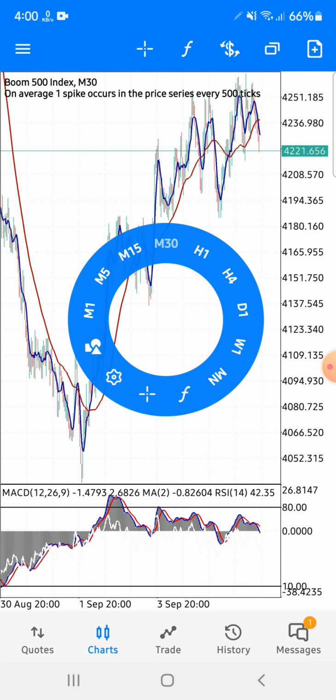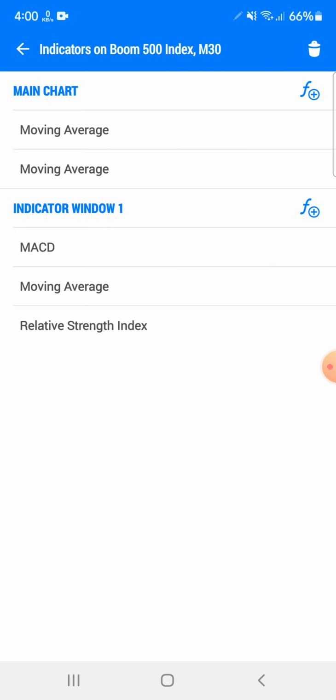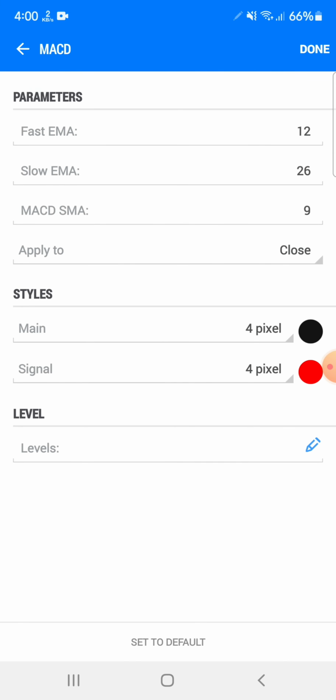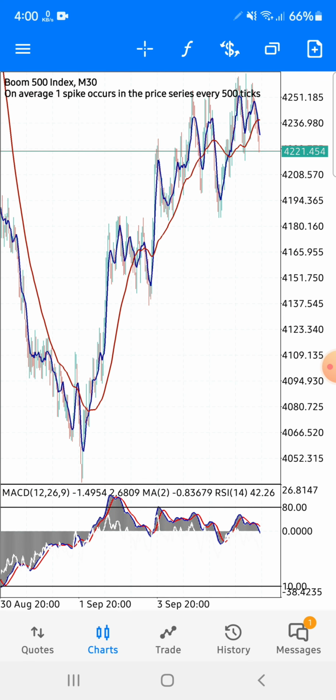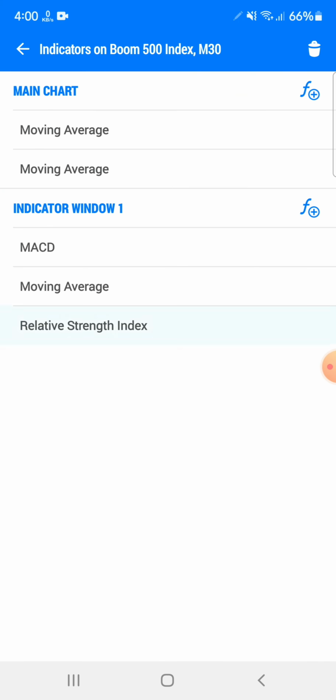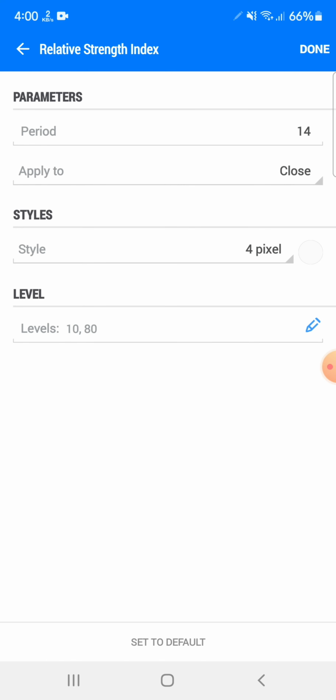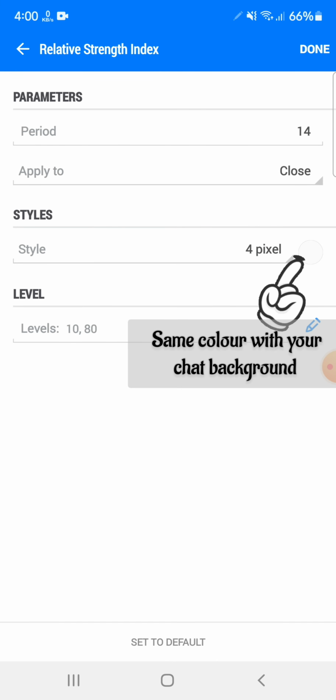And now for the indicator windows, we have the MACD, moving average again, and the relative strength index. So the MACD is basically just the default settings, I didn't really change much, but you can make the pixel 4 pixel and whatever color you want, say done. And again, the RSI is 14, just default too.